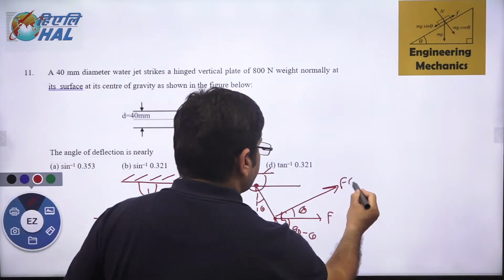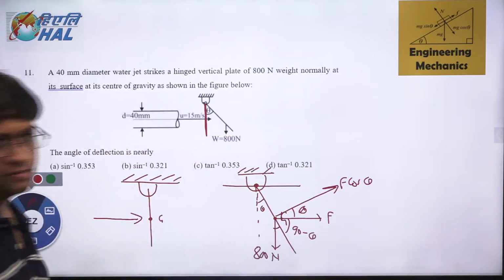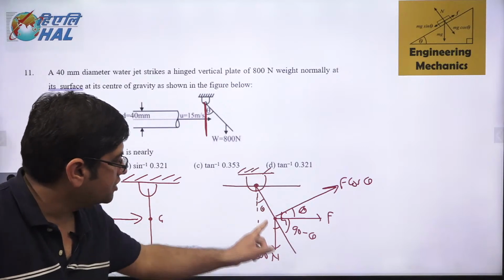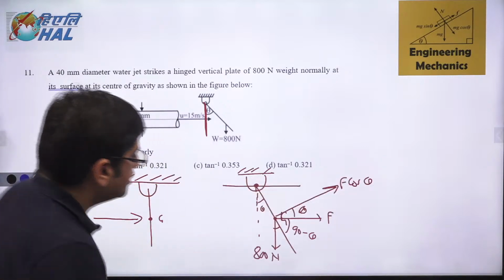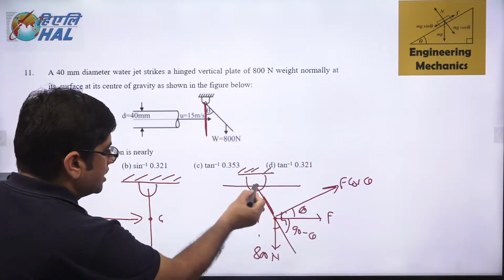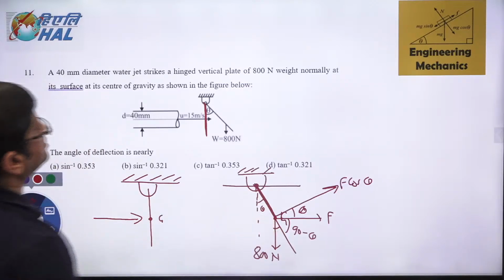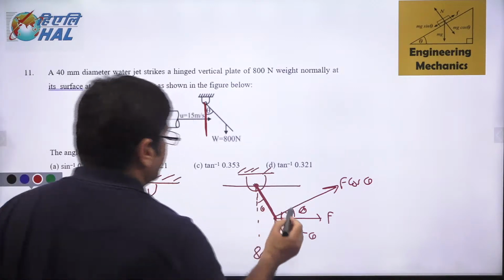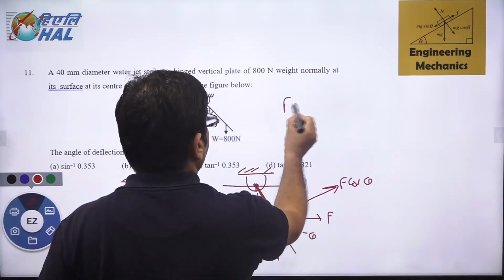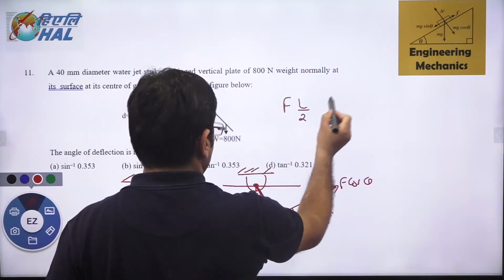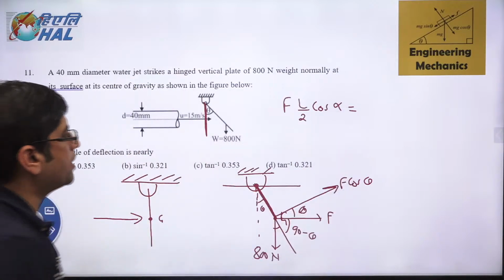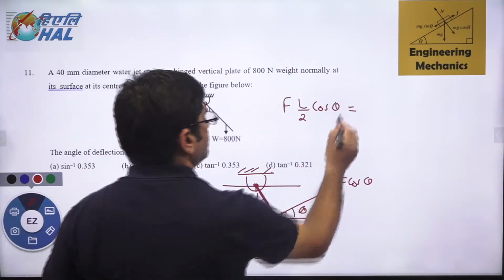That means this is F cos theta. See this carefully. If this angle is theta, then this angle is also theta, 800 Newton, and F cos theta is perpendicular to this length. And how much is this length? Let us say the length of this entire plate is L. So this one is L by 2. So what is the moment applied here? F into L by 2 into cos of theta. That is one moment applied by this particular force, which is F.